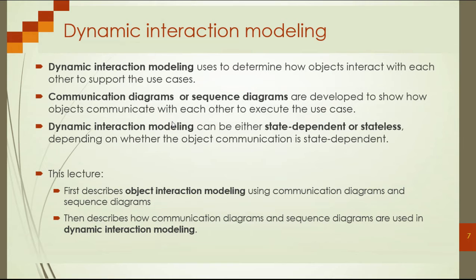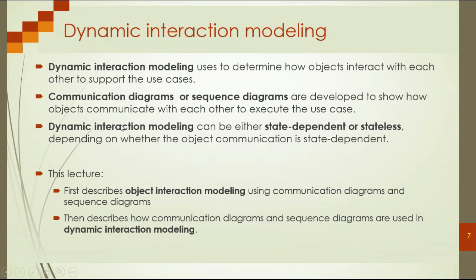In the dynamic interaction model, for each use case, all the objects are identified, and the interaction between them over time is determined. As well, the messages and the communication between these objects are identified and expressed. So we use the communication diagram and sequence diagram to show the communication and the interaction of the objects for each use case.